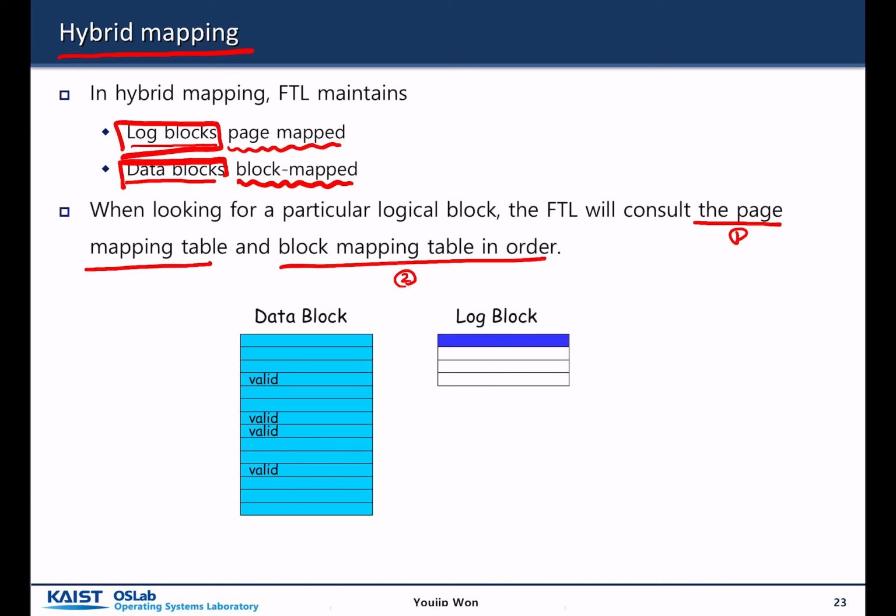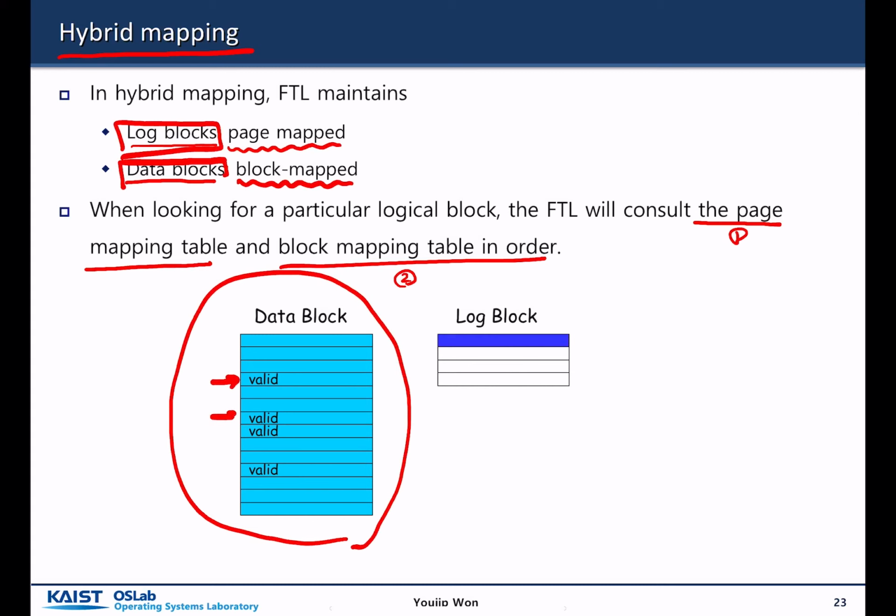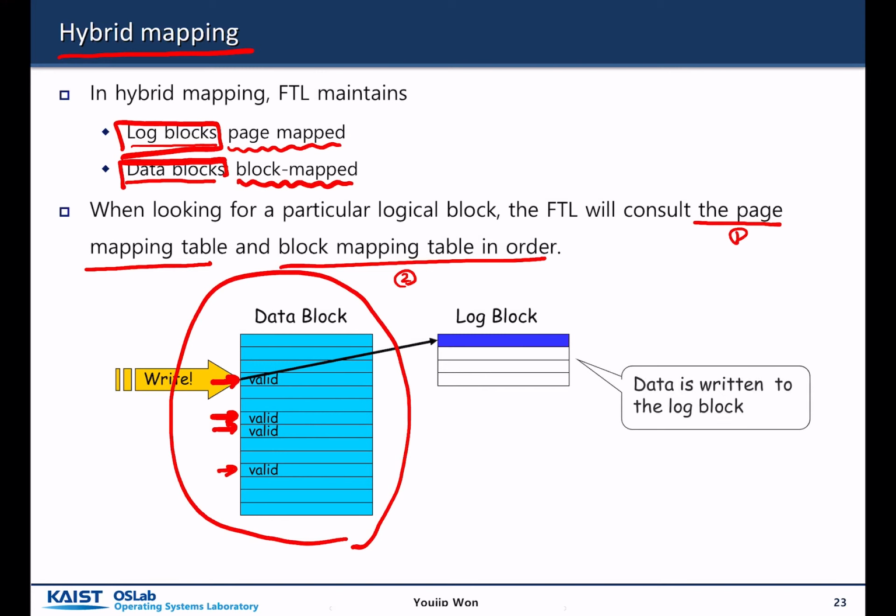Let me provide an example. Let's say there is a data block here, and there are some valid pages: this page, this page, this page, and this page. When we overwrite an existing valid page, we make the update at the log block. When we perform a write, data is written to the log block, like this. And then, of course, the existing valid page needs to be invalidated.